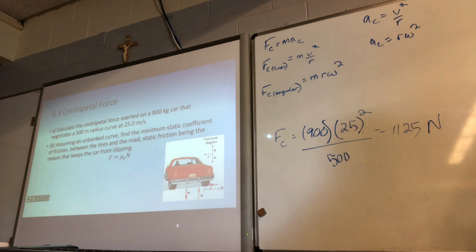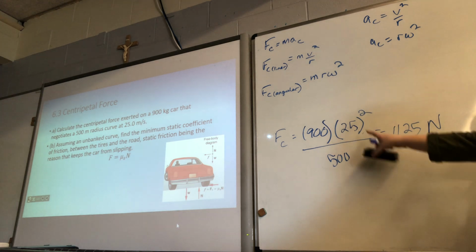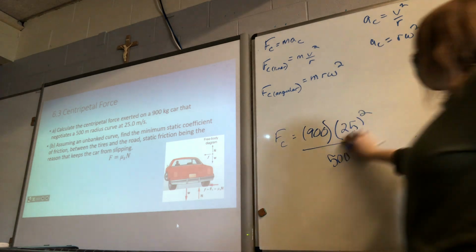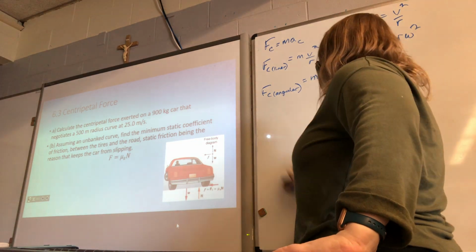Next thing we're asked to do is to find the static coefficient of friction between the tires and the road, which is why the car doesn't slip. Okay? We're given a free body diagram. So I'm going to put this value off to the side. We do want it later.